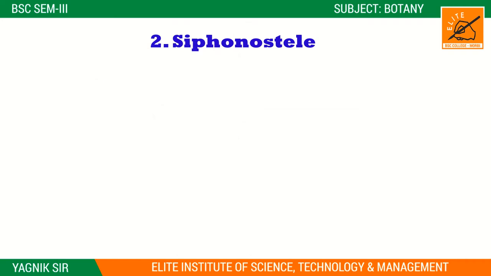And today we start another type of stele, the Siphonostele, right? Some people pronounce it Siphonostele, right? Actually these steles evolved from protostele, right? A stele with pith, that means medulla present in the stele, is called Siphonostele, right? Protostele has no pith, but here Siphonostele has a pith, right?